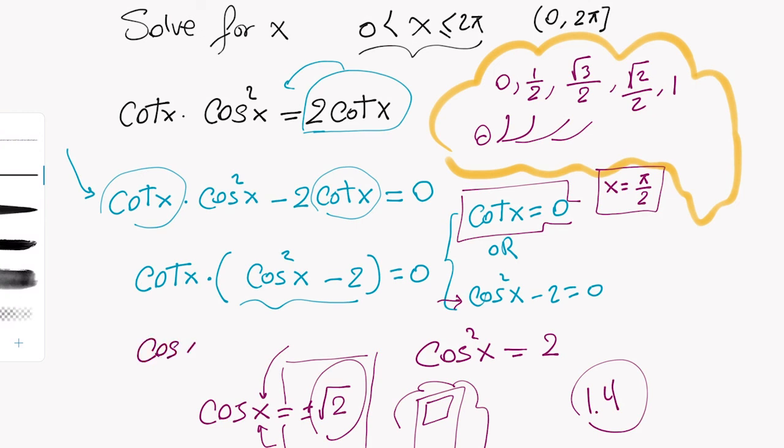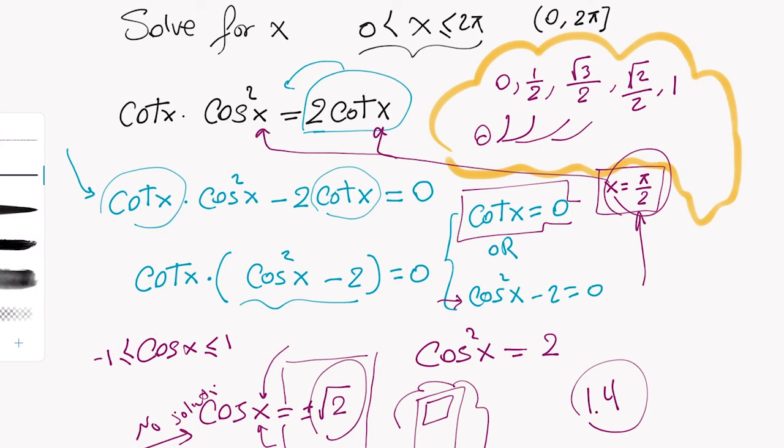Because the range of cosine of x is between 1 and -1. So you will say no solution for this part of the equation. But the only solution will be pi half. Then if you put pi half here and pi half there, these two left and right hand sides are equal.